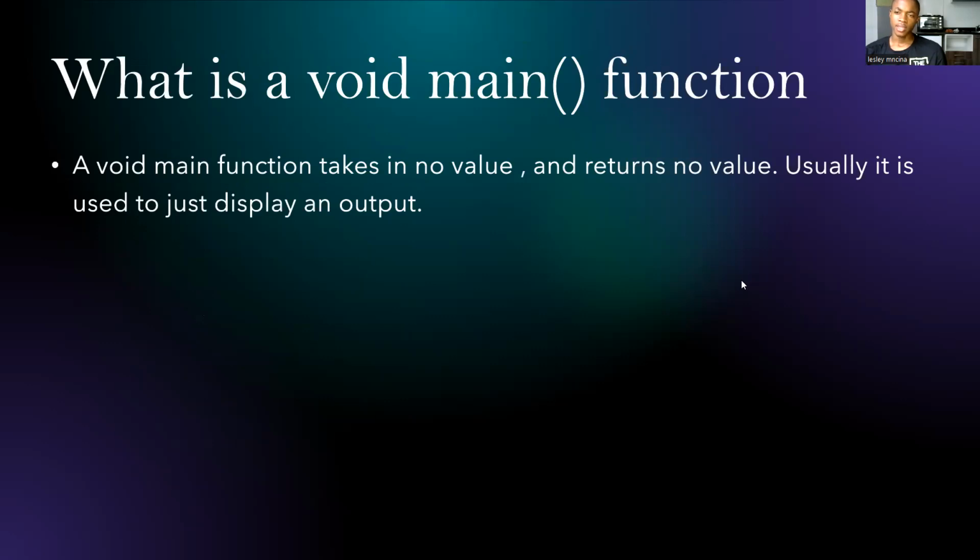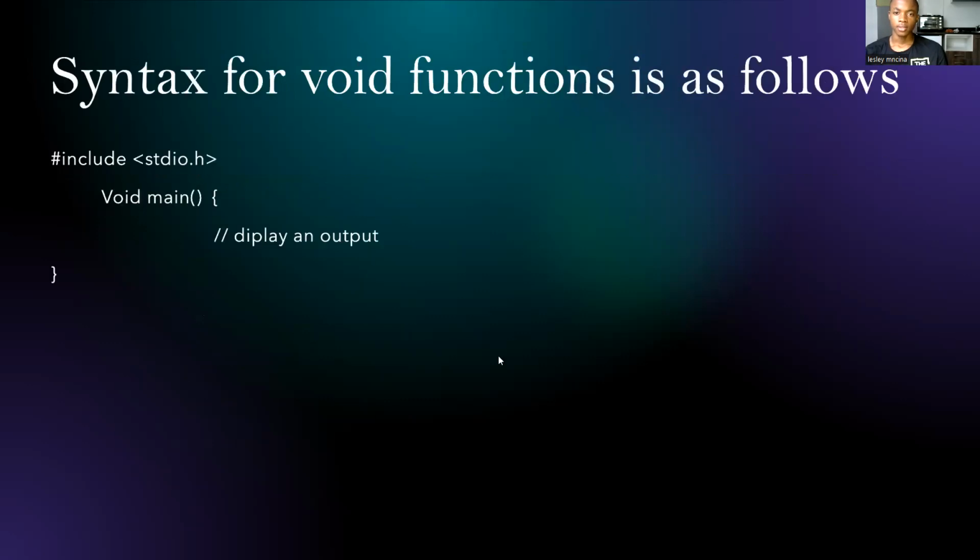A void function takes in no value and returns no value, usually used just to display an output, like I said before. Here's the syntax: include the standard input and output library. Void means there's nothing there, it doesn't return anything. Display an output, right? Oh, Christmas is wonderful. Oh, ALX is tiring, but it's fun. And then you don't have to do much.